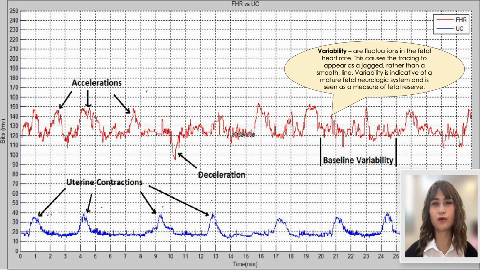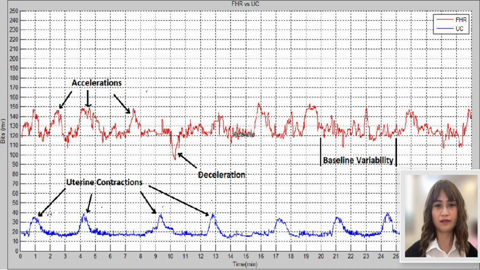Decreased variability may occur in the following situations. We have hypoxia and acidosis, narcotics and anesthetic agents because these depress the fetal nervous system. Usually variability increases as the drug is eliminated from the baby. We also have due to prematurity and maybe the fetus is sleeping.